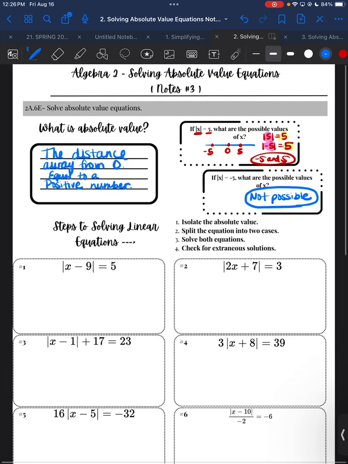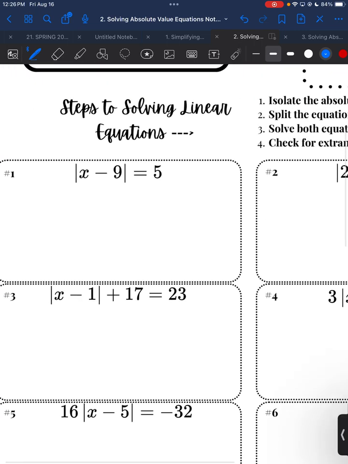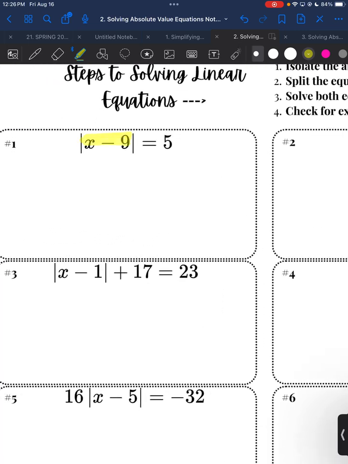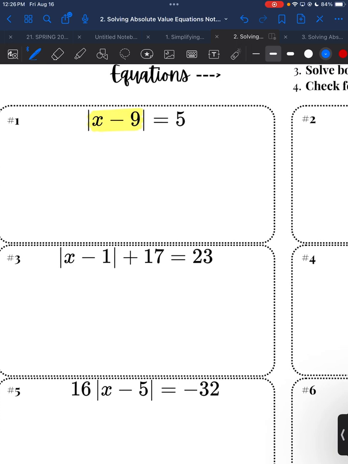So you have your steps right here on how to solve. The first step is to isolate the absolute value. I'm going to be highlighting it. I want to get this by itself, which in this first problem it already is. Once you do that, you split it into two cases. The left is going to be the same thing. On the right side, the only thing you change is this number, whatever that is, and it becomes negative.